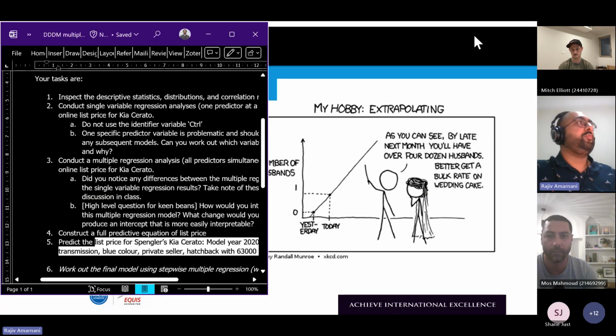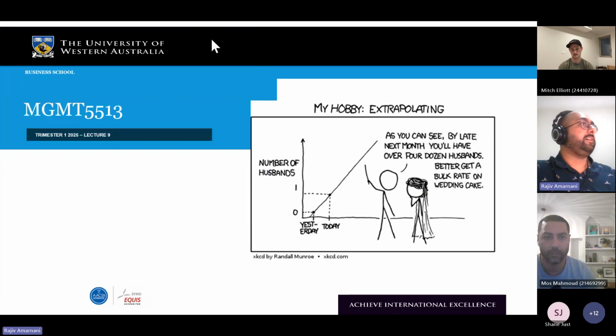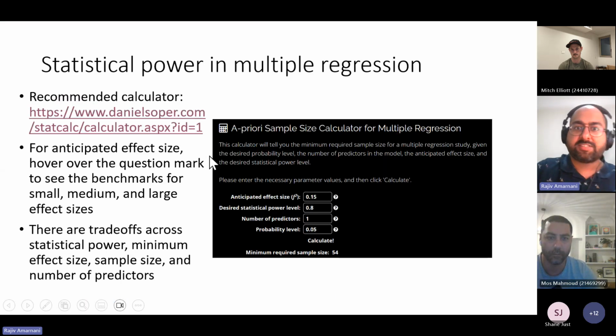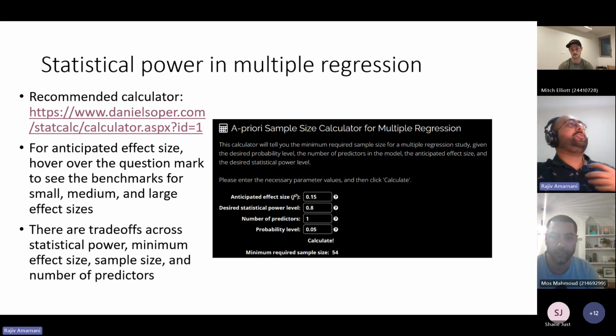If we're done with the car listings for now, I want to move on to power analysis, because this has come up repeatedly from week 3, where you want to know what's the right sample size for what you want to do. This is the thing that's going to help you the most. I recommend this calculator. The formula that Daniel Soper uses is an established formula by Cohen back in the 80s. So it's good established stuff.